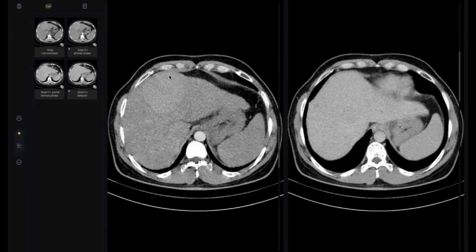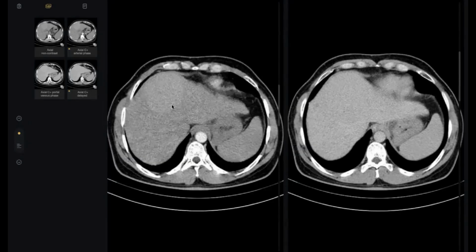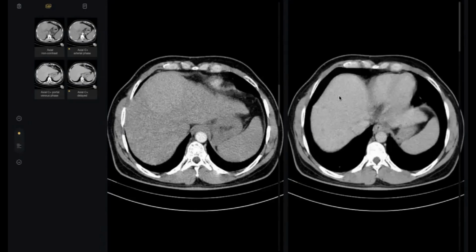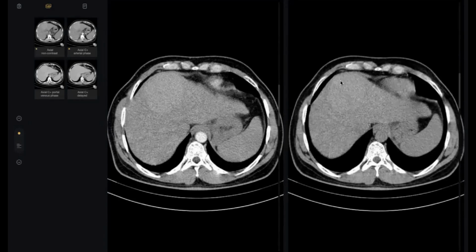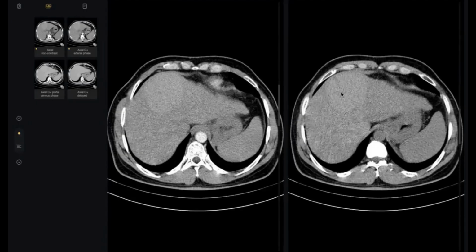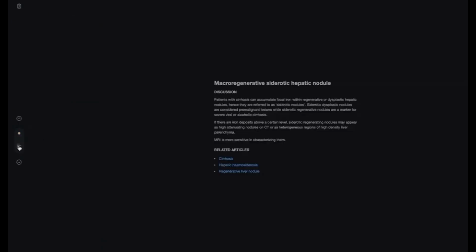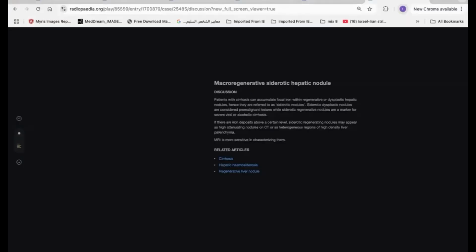My colleague, this is a siderotic regenerative nodule. What is meant by siderotic? It contains iron deposition, and that is why it is hyperdense on non-contrast. Very nice cases today, different. A macroregenerative siderotic hepatic nodule.